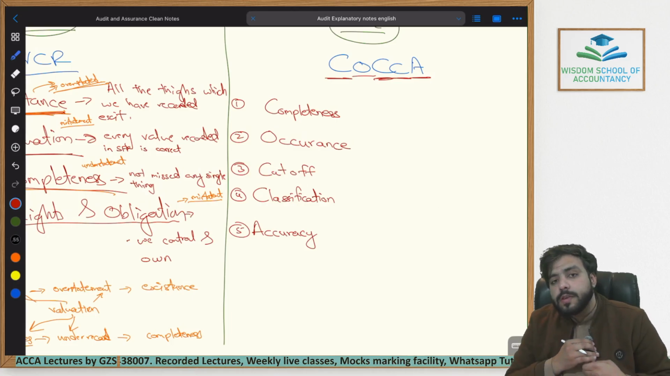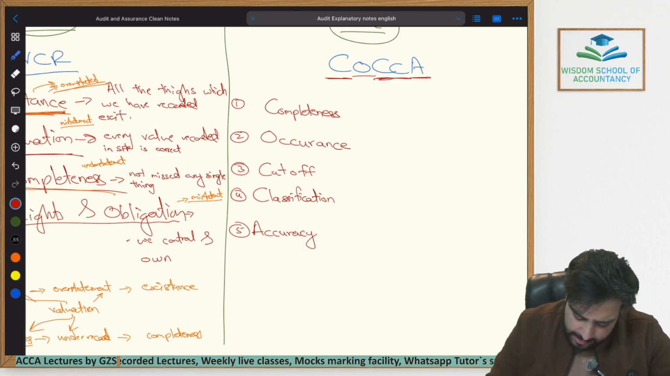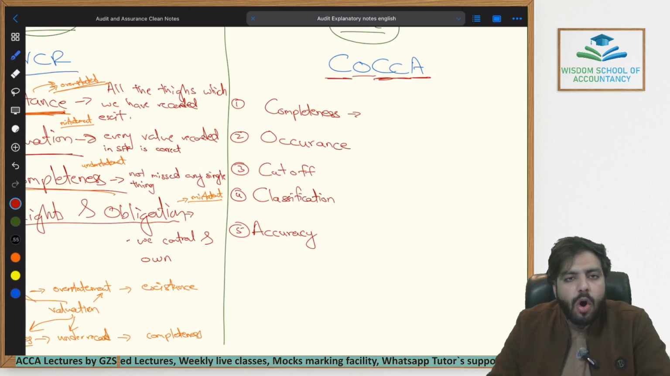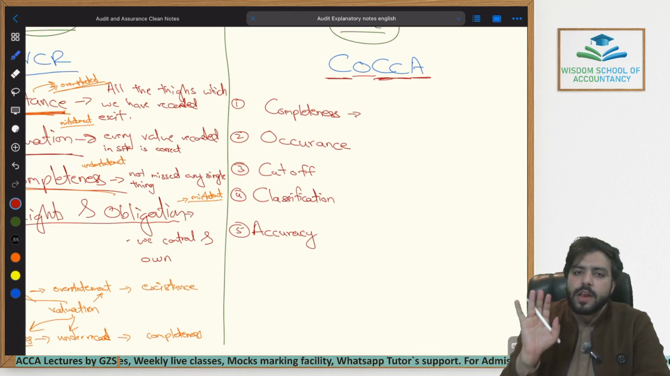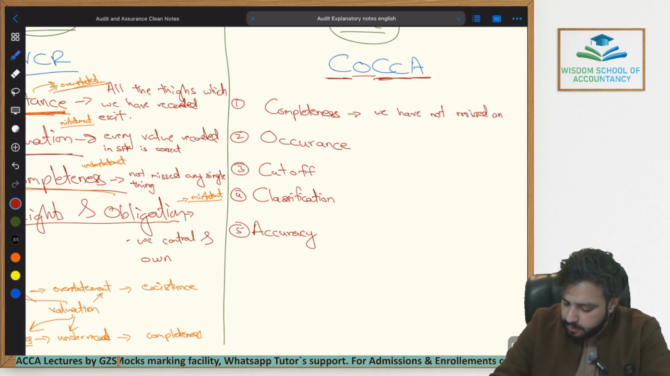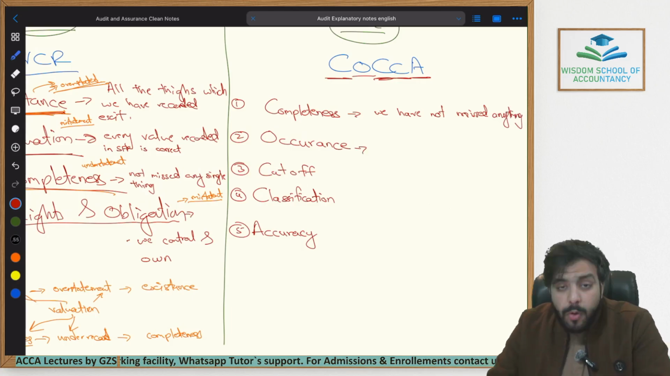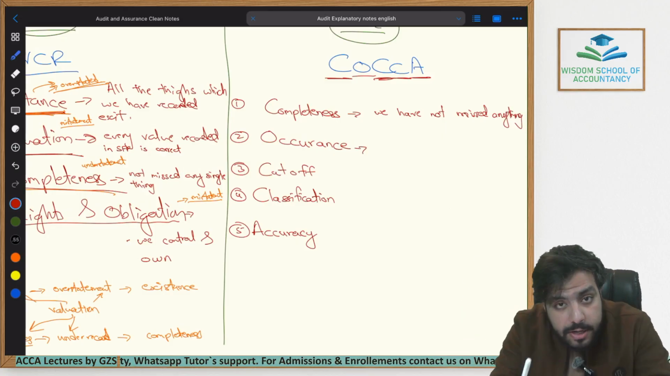Now let's come towards these assertions. What is meant by every single one? Completeness again means that we have not missed any single thing out. Whatever should have been recorded is recorded by us. This means that we have not missed anything.